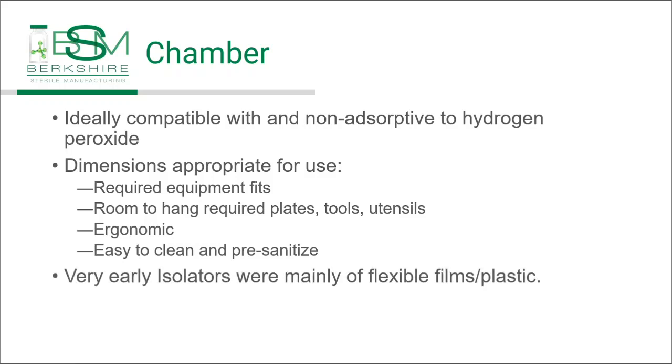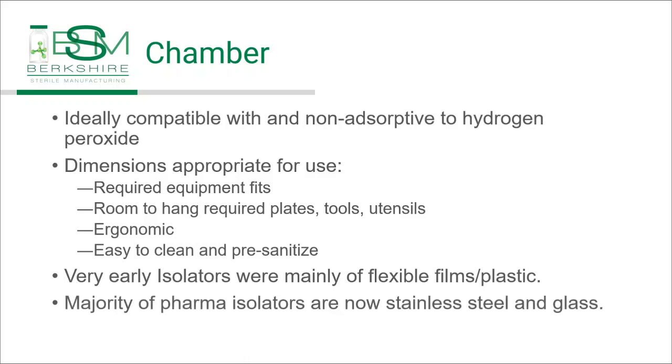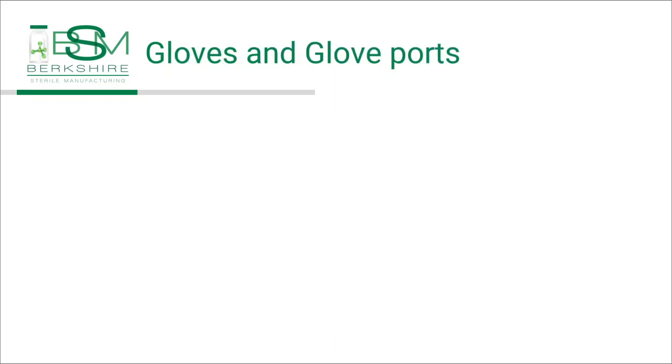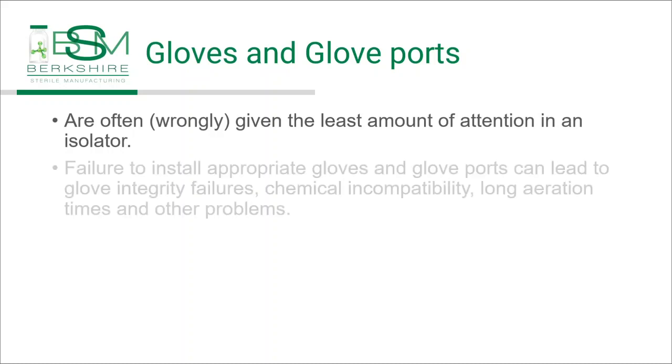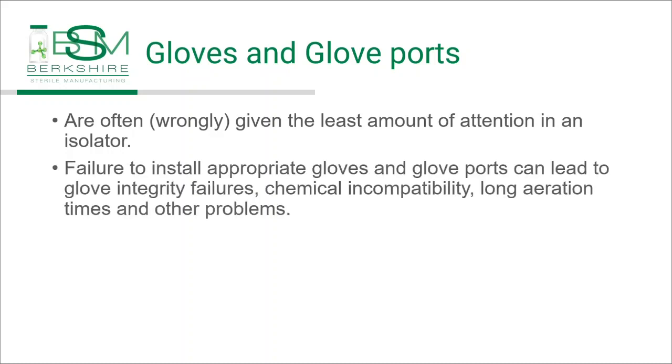Very early isolators were mainly of flexible films and plastic. The majority of pharma isolators now are stainless steel and glass. Now let's talk about gloves and glove ports. Gloves and glove ports are often given the least amount of attention in an isolator, and this is a terrible mistake. Failure to install appropriate gloves and glove ports can lead to glove integrity failures, chemical incompatibility, long aeration times, and other problems.